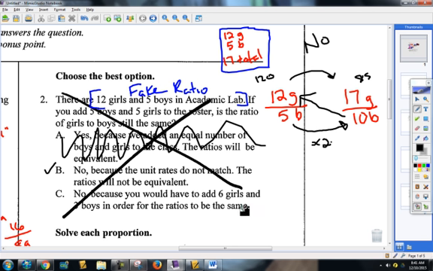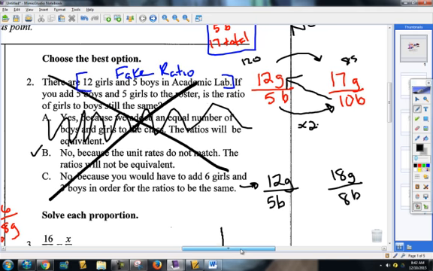No, because you would have to add 6 girls and 3 boys in order for the ratios to be the same. So what you had to do now to check C is you actually had to do this again. So again, write this. Here we have our original ratio, 12 girls to 5 boys. Okay, now I'm going to add 6 girls, so that's going to be 18 girls to 8 boys, right?